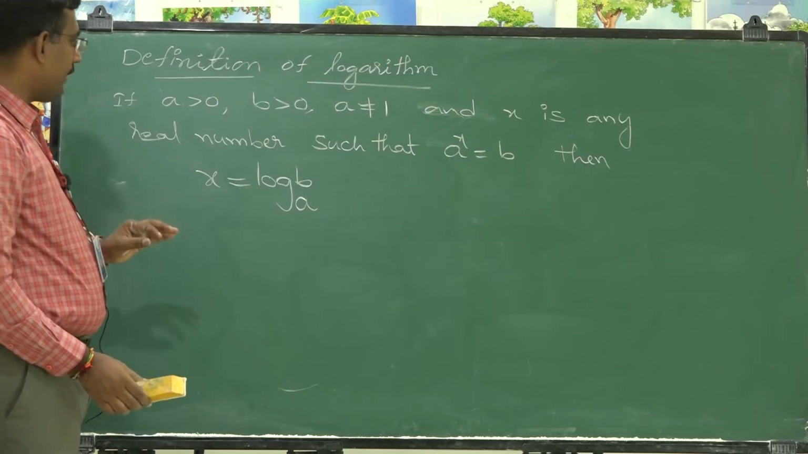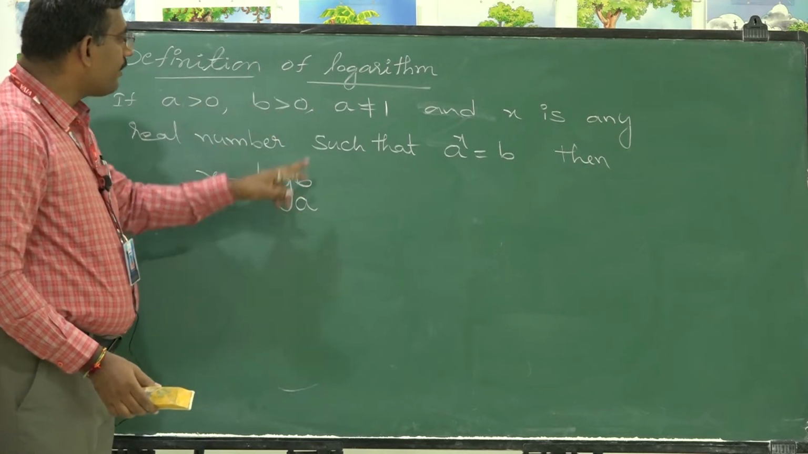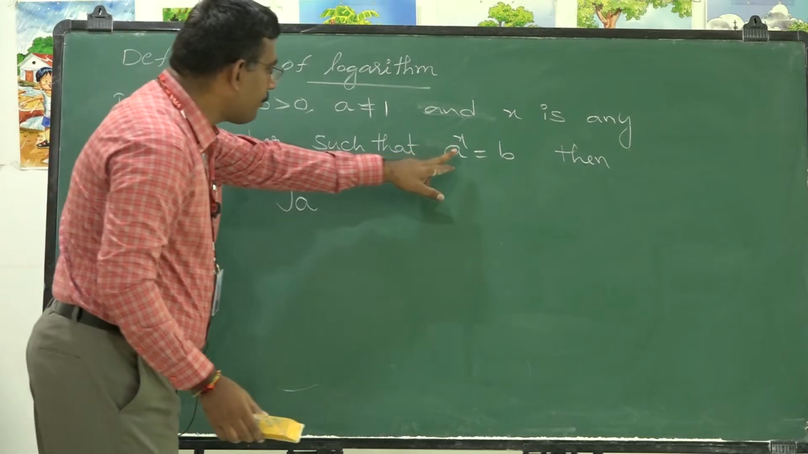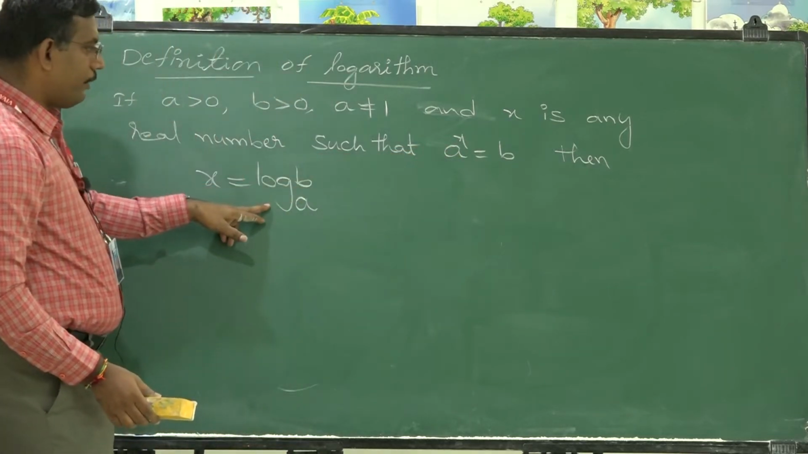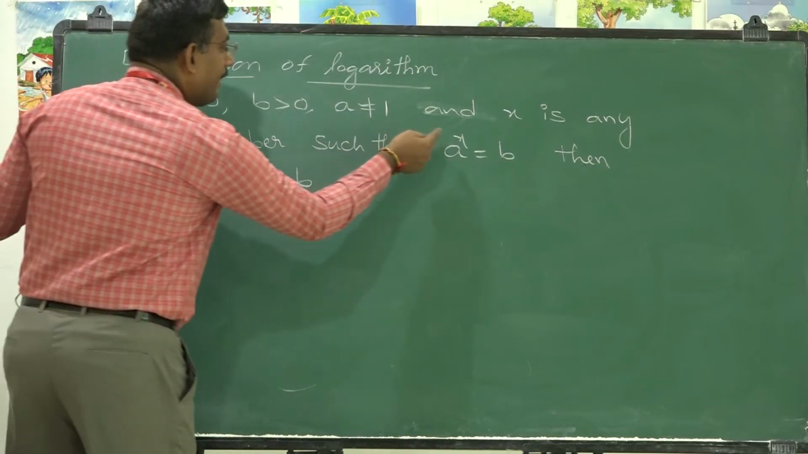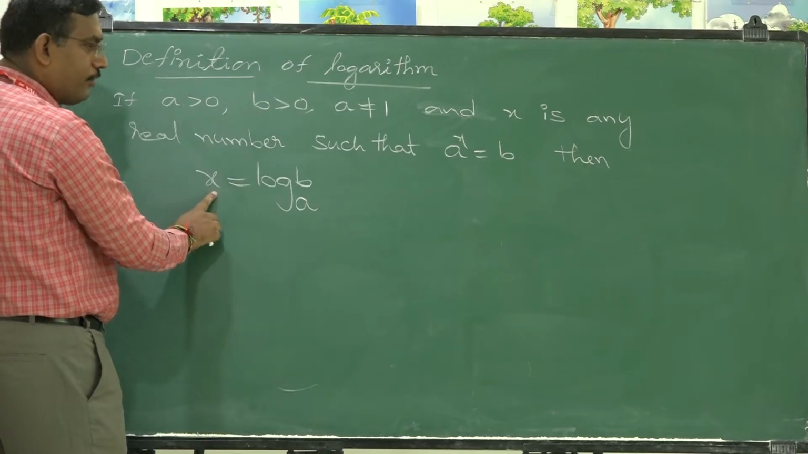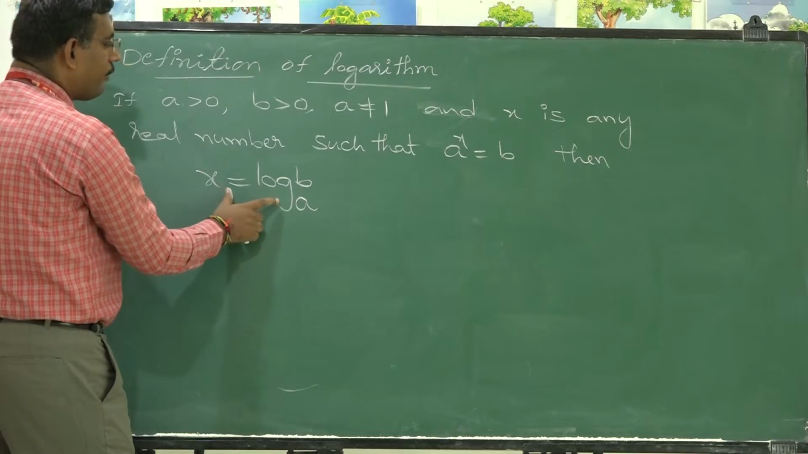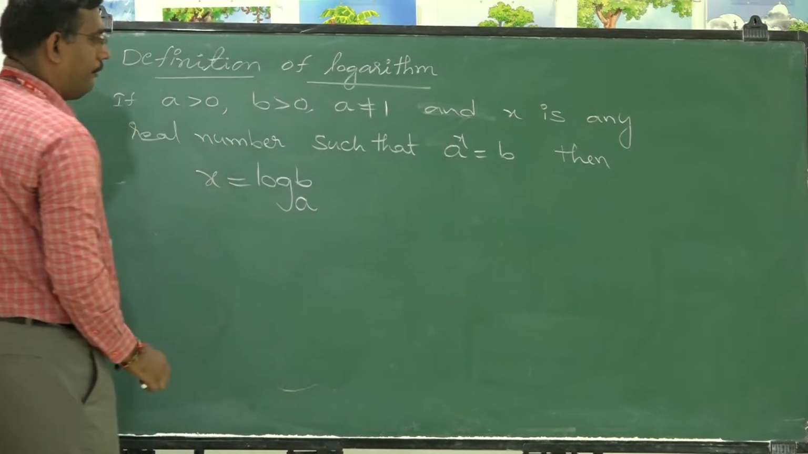Here we observe that a and b are positive real numbers, a is not equal to 1 and x is any real number. So this is the exponent form. Now we write the exponent form in the logarithmic form. So we use logarithms for writing the exponent as subject. So x, the exponent, is called logarithm of b to the base a. So x equal to log b base a is the logarithmic form of the exponent form.